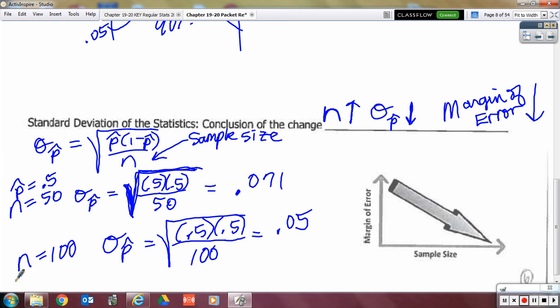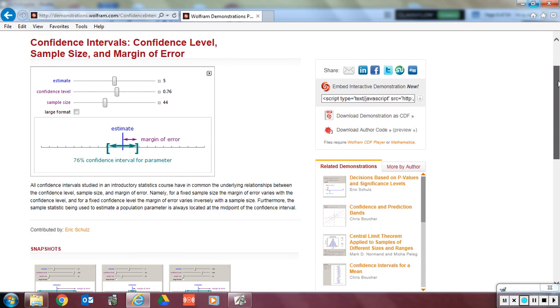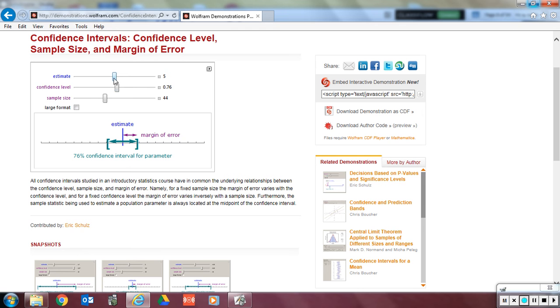Okay, here we go. I've got this picture over here on the left, and this thing I am moving is the confidence level. This bottom one is the sample size. I'm going to set the sample size at 50. I'm at 80% confident. You see this picture? The green is the whole interval. This little purple is the margin of error up.